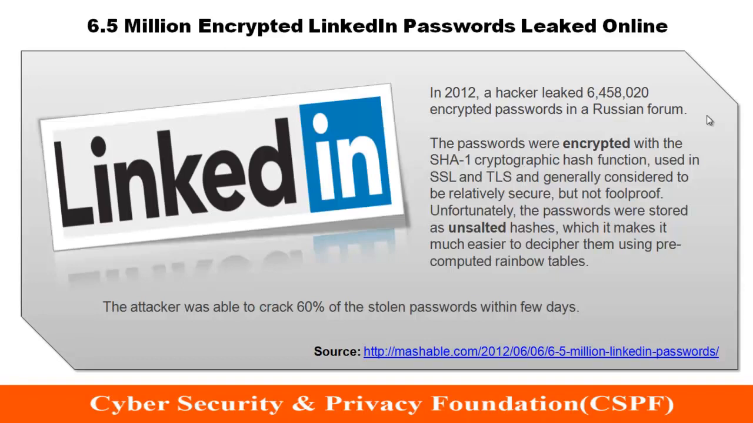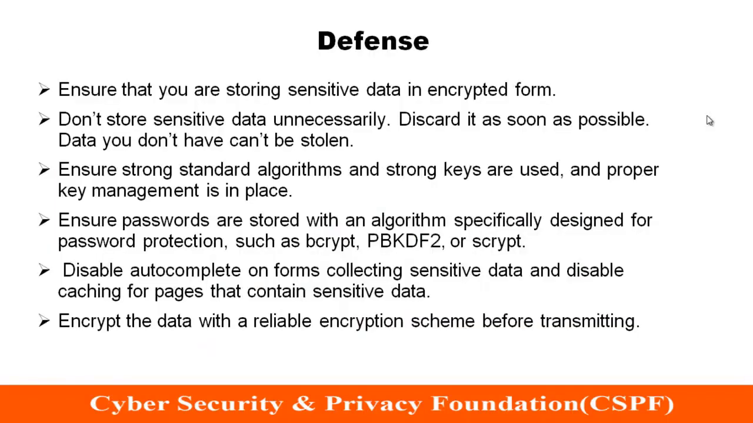In 2012, a hacker leaked about 6.5 million encrypted passwords into a Russian forum, and these are from the LinkedIn database. These passwords were hashed with the SHA-1 cryptographic hash function, which is considered relatively secure, but it is not foolproof. Because the passwords were stored as unsalted hashes, it made it much easier to decipher them using pre-computed rainbow tables. And the attacker was able to crack about 60% of the stolen passwords within a couple of days.